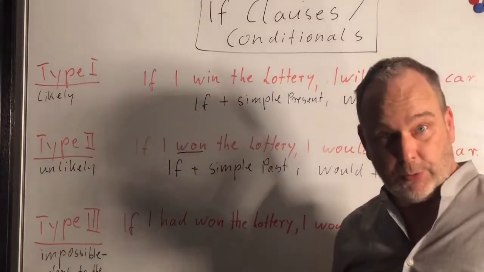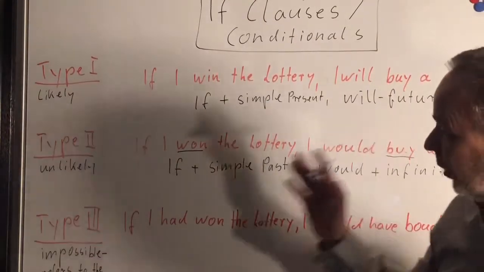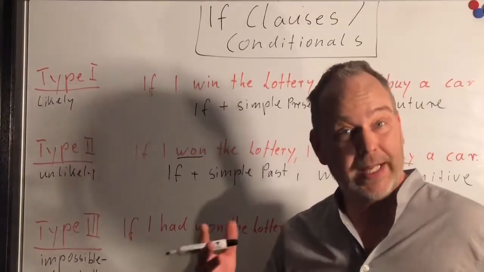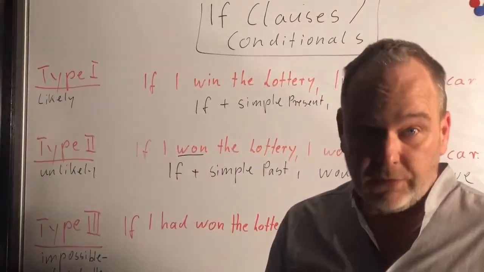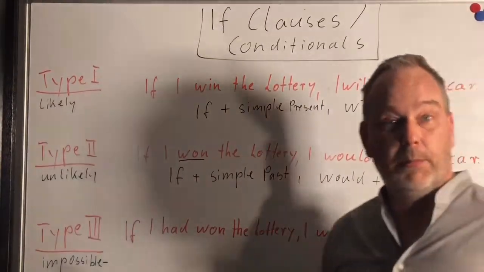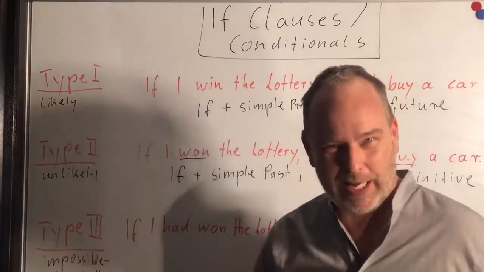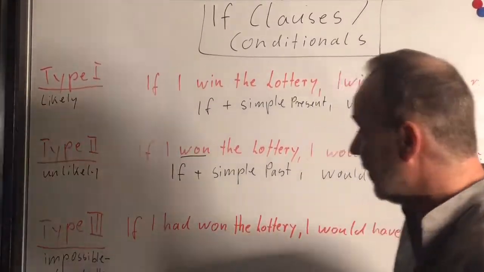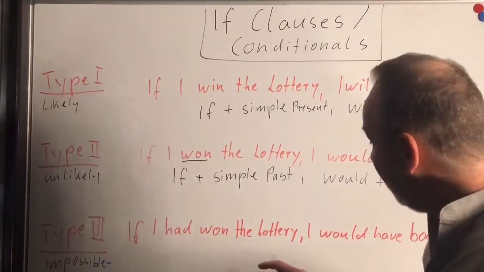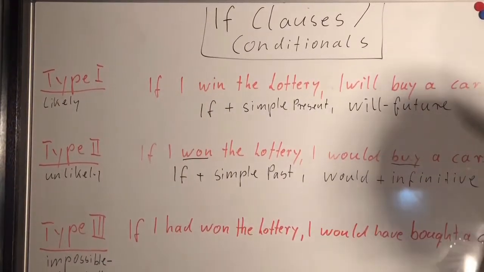But sometimes we're actually referring to the past. And if you refer to the past in type 3, it's of course impossible to fulfill the condition, the first part, if I had won the lottery, because it happened in the past and we cannot travel to the past and we cannot change the past, as far as I know anyway. Okay, so if something already happened in the past, if I had won the lottery, well, I would have bought a car, but it's too late.